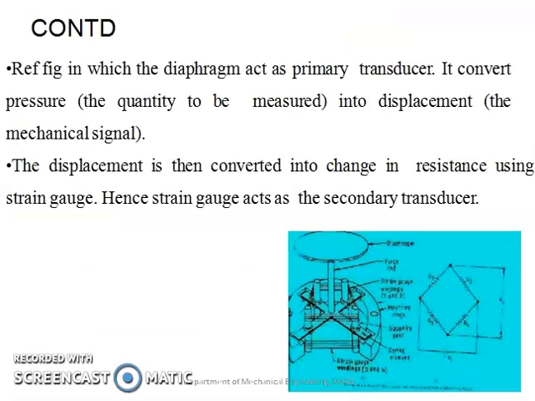So this can be explained with an example. This is a transducer for measuring pressure. So this is one part. You can see a diaphragm. That diaphragm converts the pressure that is to be measured into displacement. Displacement is a mechanical signal. So this diaphragm part is known as the primary transducer. Now that displacement is then converted into change in resistance using a strain gauge. This strain gauge acts as the secondary transducer.